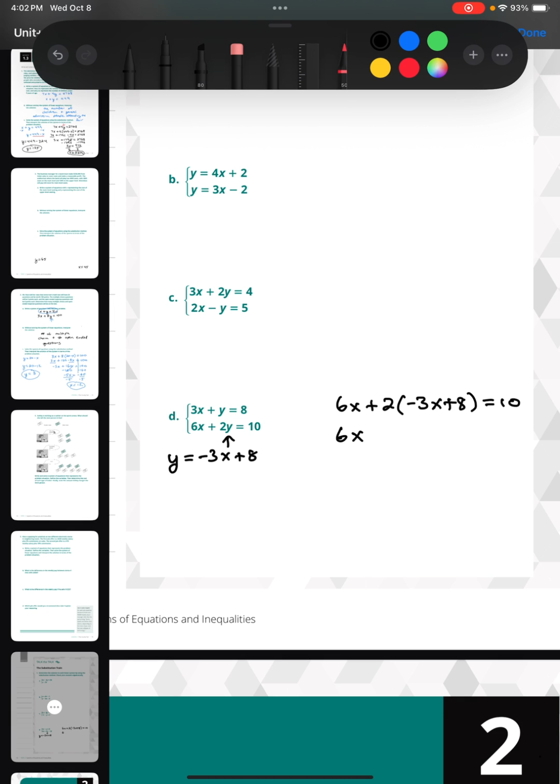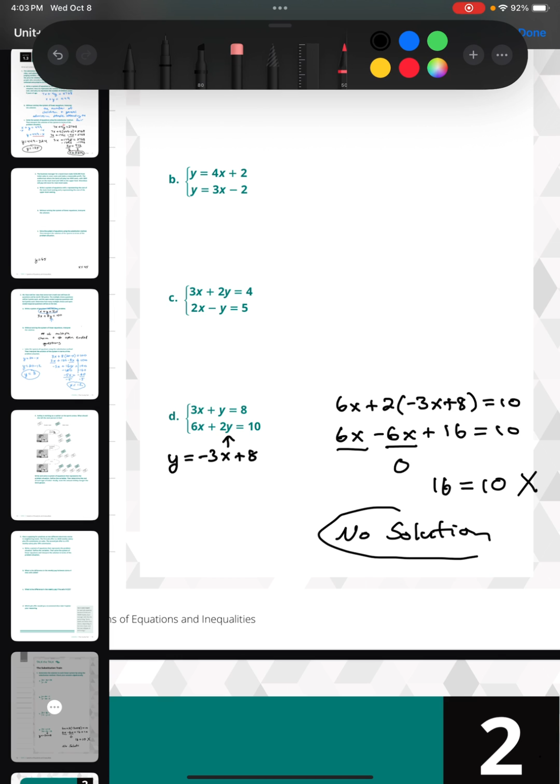So we distribute, which gives you 16. Now here, look what happens. 6 minus 6 is 0. So we end up with 16 equals 10, which is not a true statement. And if you remember from earlier in the lesson, when that happens, a mathematically false statement, that means we have no solution. So there's no point that would satisfy that system of equations.